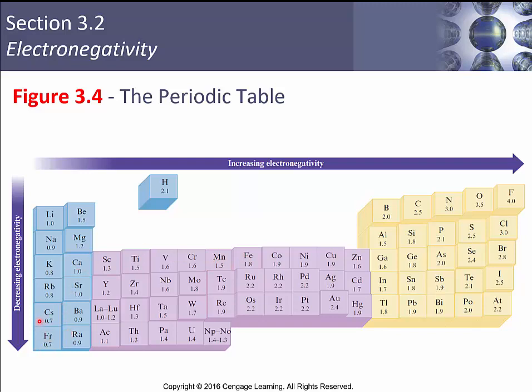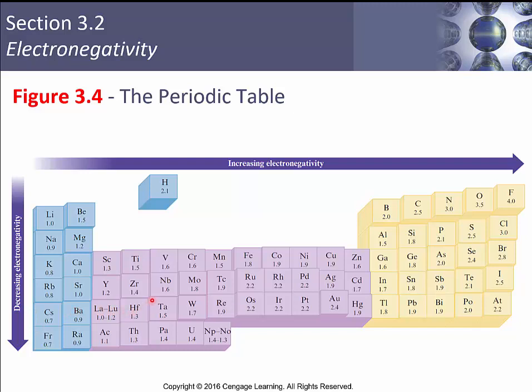Down here with cesium and francium, at the bottom left, very low electronegativity. They don't want to pick up an electron. Over here in the upper right-hand corner, you've got fluorine. It wants to pick up an electron. So this is going to follow some of the trends we've already seen with atomic properties and atomic periodicity. The important thing to know is that generally, upper right-hand corner, high electronegativity, wants electrons. Bottom left, does not want electrons, wants to give them up.